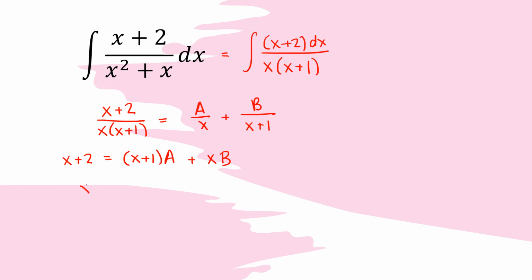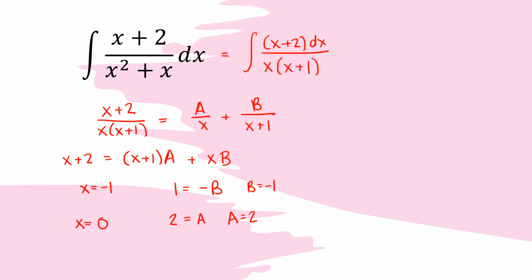We're going to set x equal to negative 1. Oh, a little bit more math on the left side. Be careful. On the left side, we have negative 1 plus 2, which gives me 1 equals 0a minus b. So b must be equal to negative 1. And then we set x equal to 0 because that'll work for our b term. And we get 0 plus 2 is 2 equals a, and we're done.